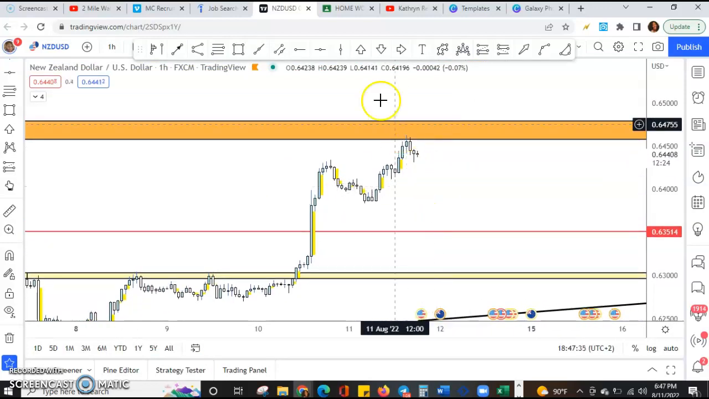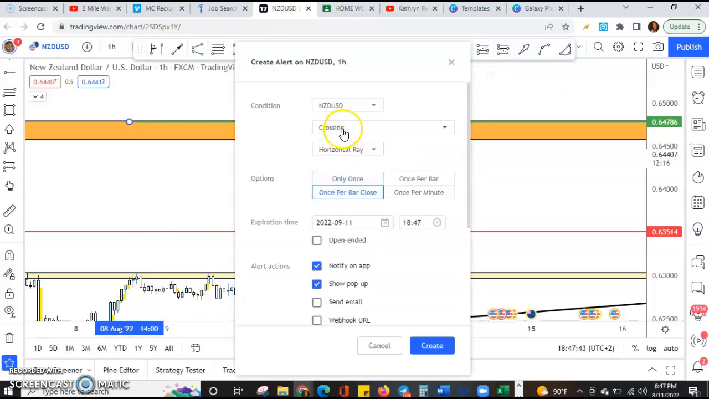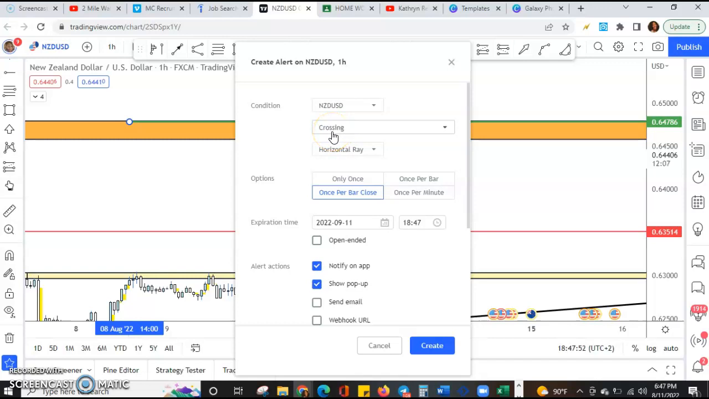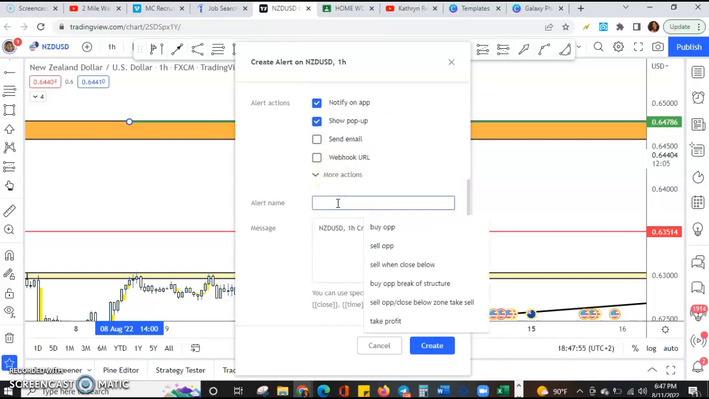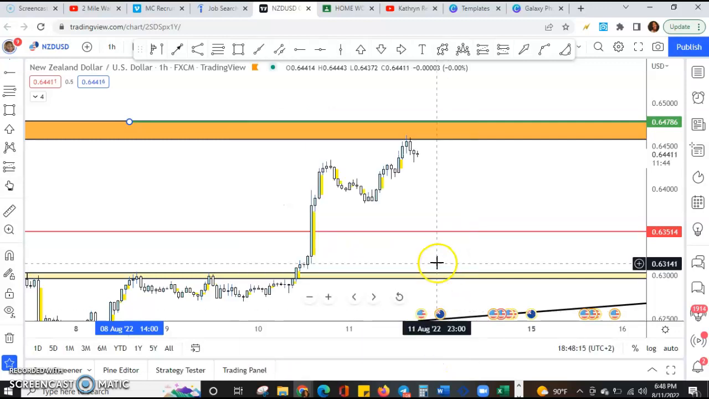If it continues forward, I'm going to put a horizontal line here and set an alarm for when the market closes above. I like to use crossing because for some reason I've missed trades when I specifically put crossing up or down. So at this point, I just want to catch it when it's crossing. That way I can open my charts and analyze to see what's going on. If it's crossing, I'm going to put a note in here to look for a rally to buy the market up. This is a quick note of what I need to do when this market crosses that line, and I'm going to create that alert for that particular situation.